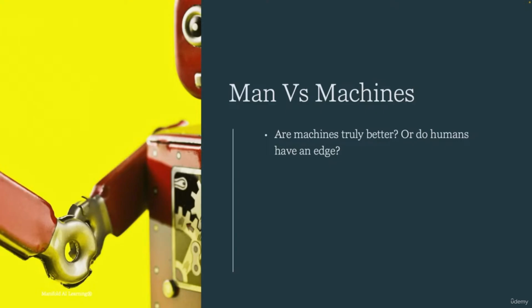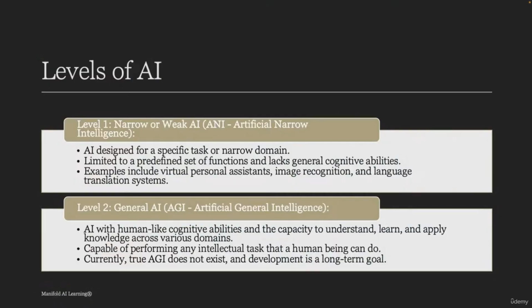Now that you have got a basic idea about man versus machine and where exactly AI would fit in, let's talk about the levels of AI. There are a lot of levels that we can describe when we talk about artificial intelligence. I can say level one is narrow or weak AI. This is an AI system designed for a specific task or a narrow domain. It is limited to a predefined set of functions, and it lacks general cognitive abilities. Examples include virtual personal assistants, image recognition, and language translation systems.